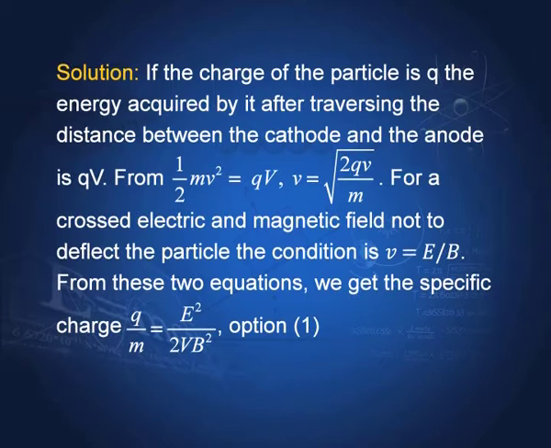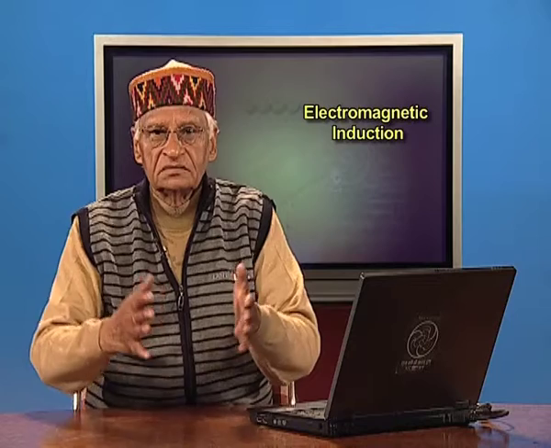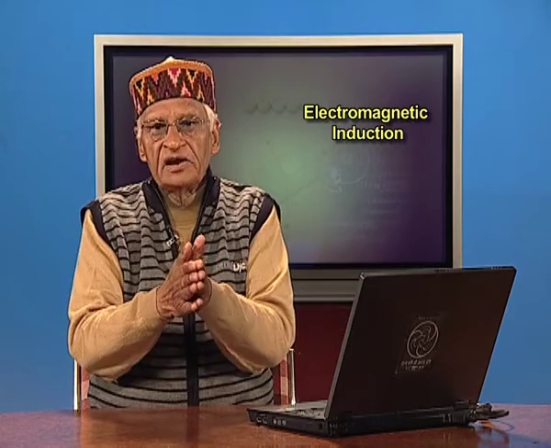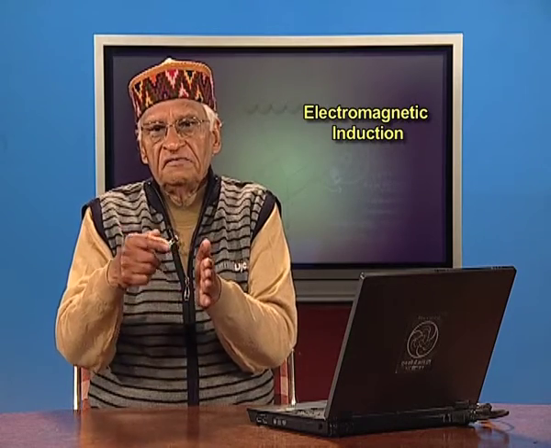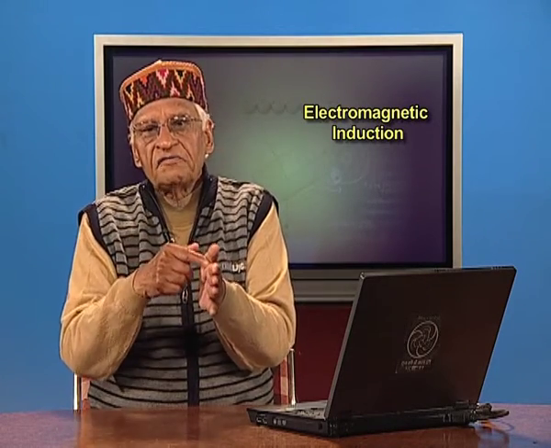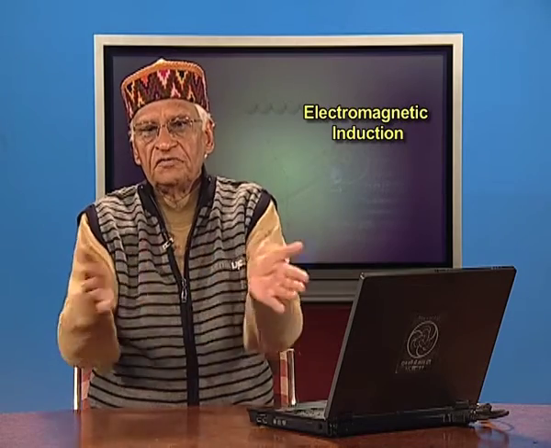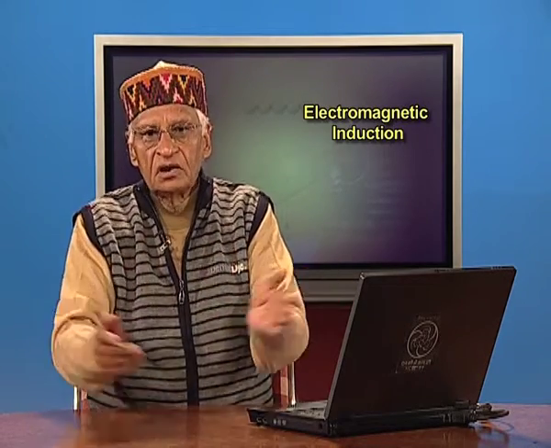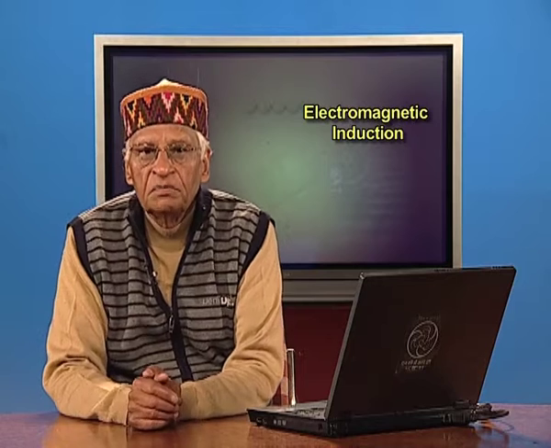For crossed electric and magnetic fields not to deflect the particle, the condition is V equal to E by B. You see, this is very simple. The magnetic field has a force eVB and the electric field has a force eE. So, if these two are equal, you can get V equal to E by B.